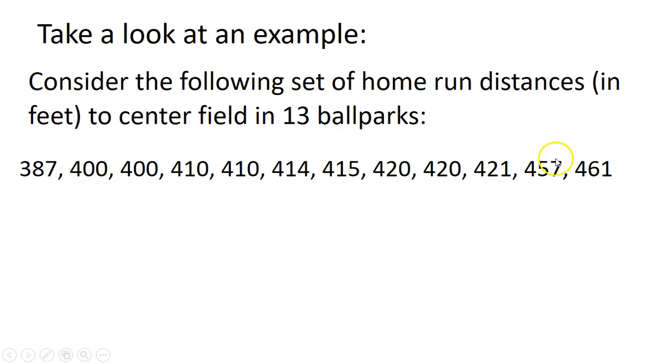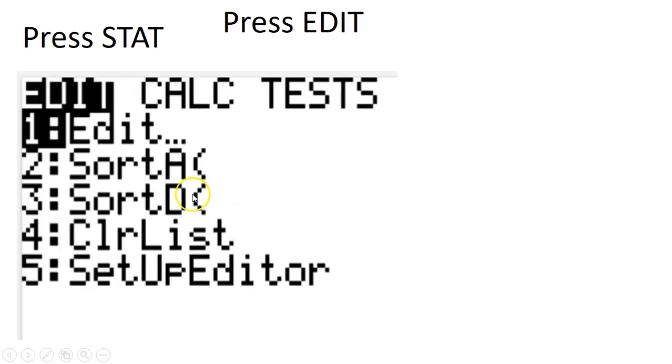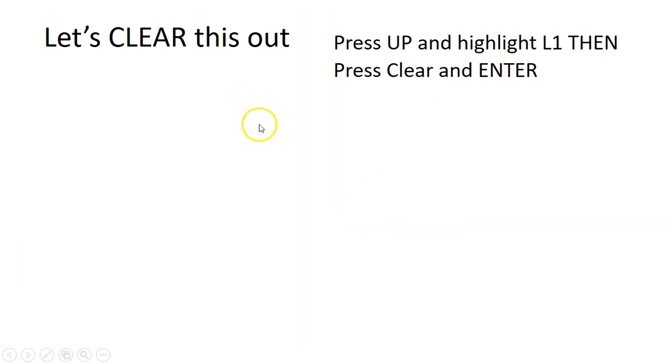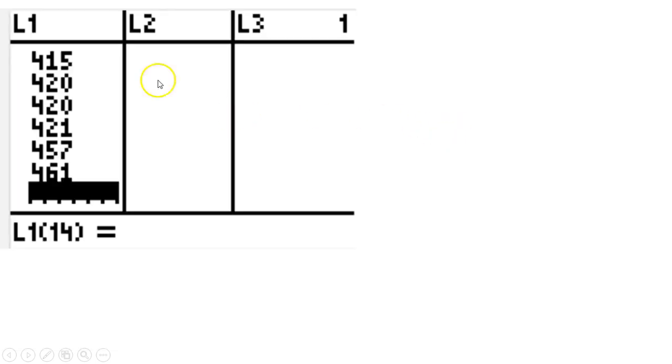As we're doing it, I plug all those in. What's the average? Well, we can easily find that on the calculator. We went over this before. So I press stat, go to edit. I plug all this in. This was what was in before, so we would erase it. We clear it out. So make sure you highlight that, press clear and enter. And then we fill in all of our data.